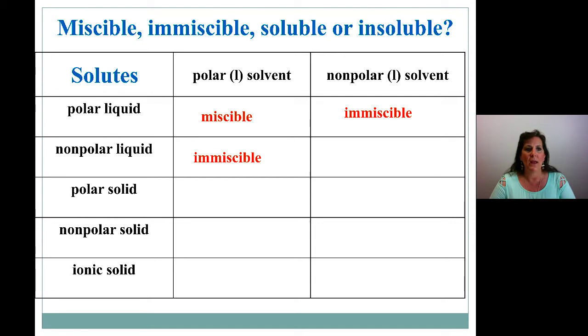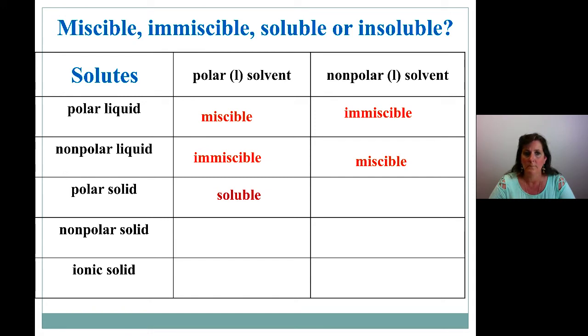All right, finally we have a non-polar liquid solute in a non-polar liquid solvent. So two liquids, they're both non-polar. Miscible. They will mix because they're both non-polar and they're both liquids. All right, now we're going to put a polar solid in the polar liquid solvent. Polar solid, polar solvent. Okay, so that would be soluble. Good job.